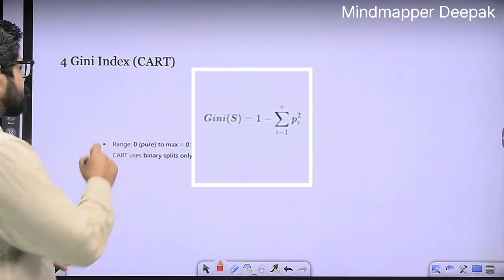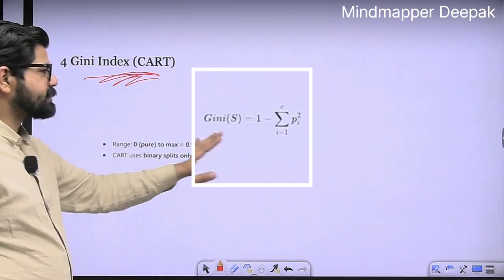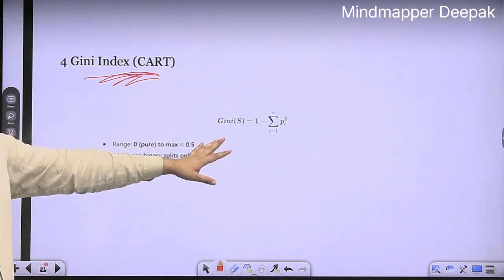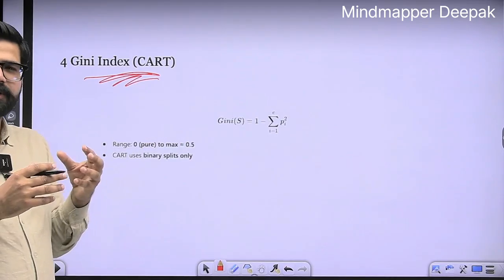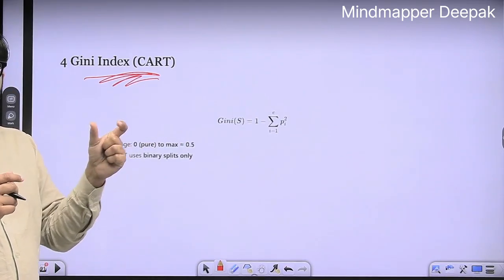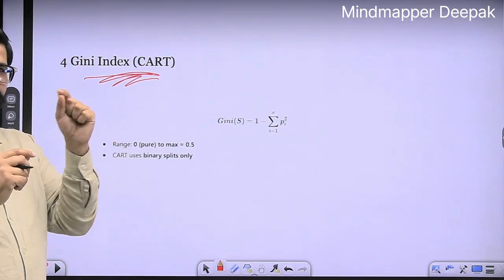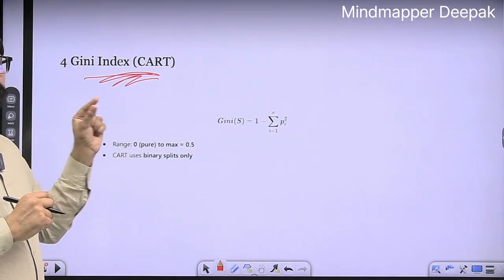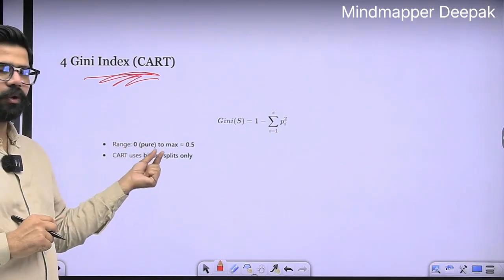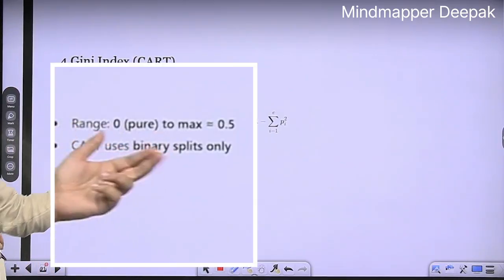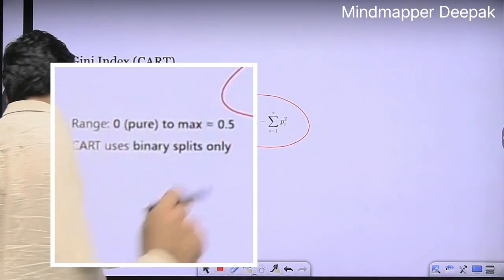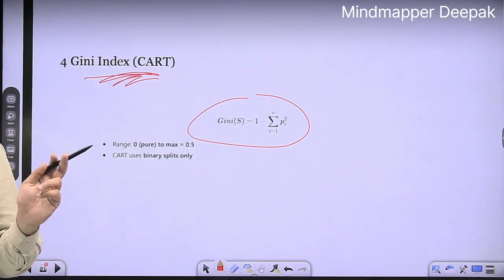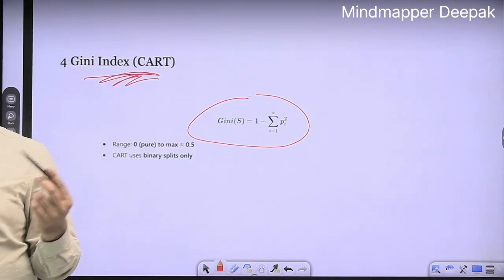Moving further, Gini index, one of the most important parts. Here the Gini index has the formula: 1 minus the sum over i from 1 to C of P_i squared, the squares of probabilities. It defines how much a particular class has significance in a segment. Its range is from 0 to a maximum of 0.5. CART uses binary split only. Keep that in mind. You just have to remember this particular formula for your further notes. These things and these formulas are important.